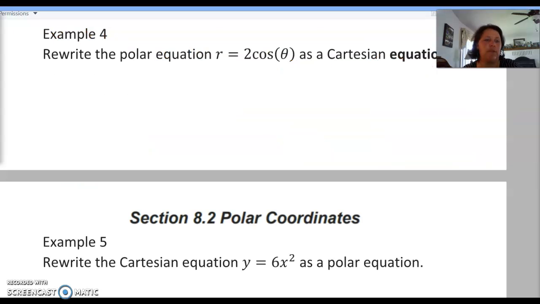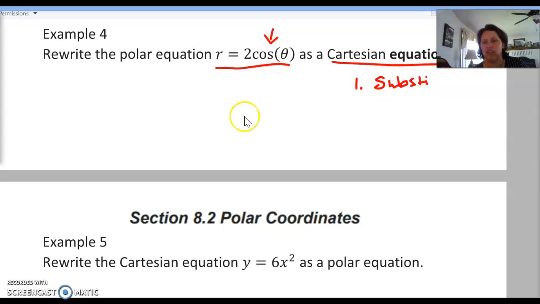Right, moving on to example 4, we have rewrite the polar equation. So now we've got a polar equation, and we want to write it as a Cartesian equation. Okay, so let's first of all plug in for cosine of theta. And that's the first thing. You always want to substitute for r last on going from Cartesian to polar. So substitute for r last. So do all of the cosines and sines that you can, and then simplify.